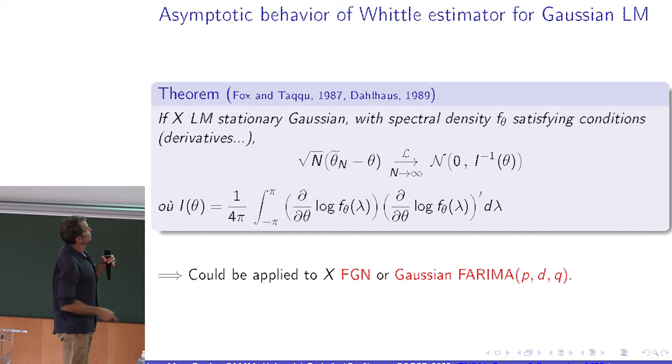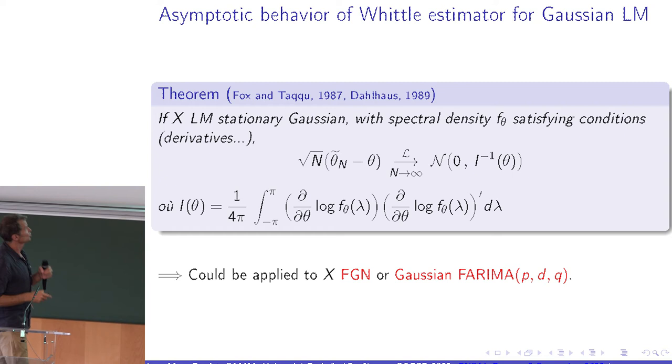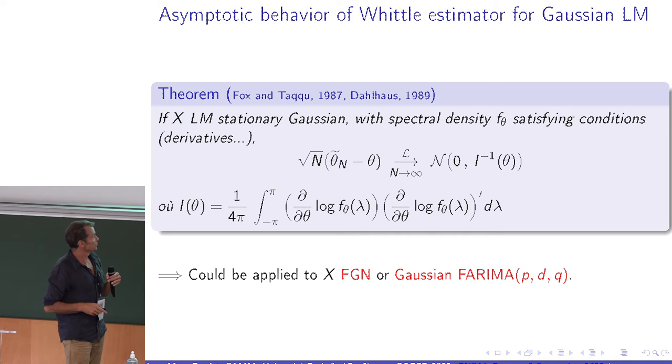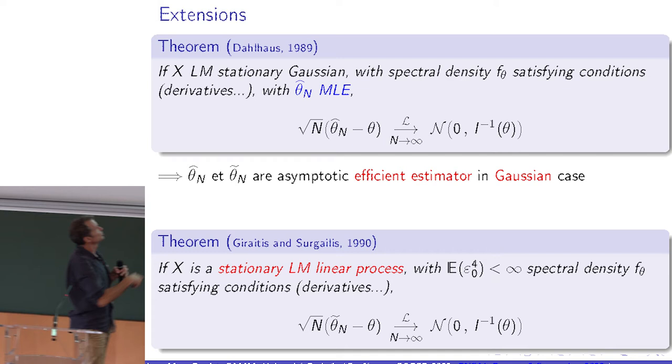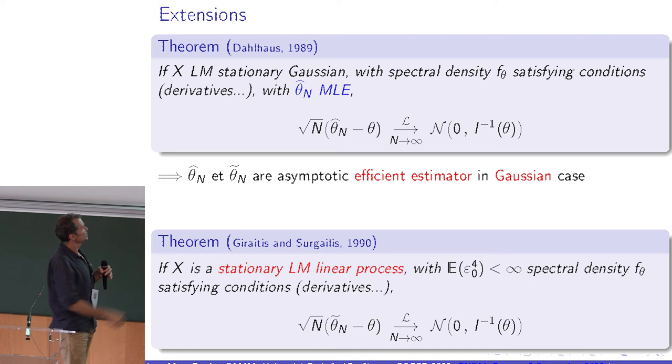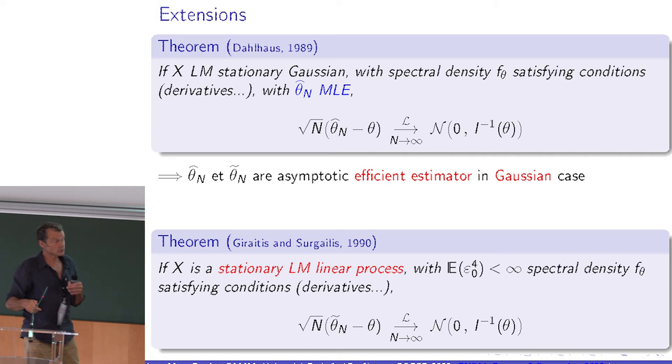and you could see that the convergence rate is square root of n. This is the usual convergence rate here. So it could be applied for fractional Gaussian noises or for Gaussian FARIMA. And there are some extensions by Dahlhaus. First, Dahlhaus, using the Whittle contrast, obtained some result about the likelihood estimator, and Giraitis and Surgailis obtained some extension for non-Gaussian, but for linear process here, sorry, for linear process with second and fourth order conditions.